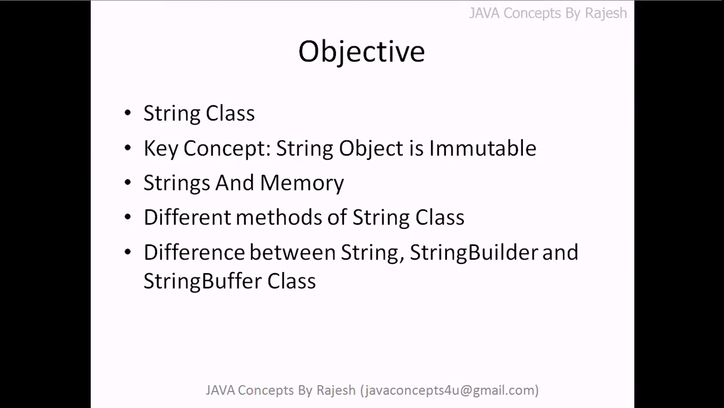is, it's immutable. Then we'll see the relationship between string objects and memory, and after that we'll see the different methods of the string class, and at the end we'll see the difference between the string builder and string buffer class.